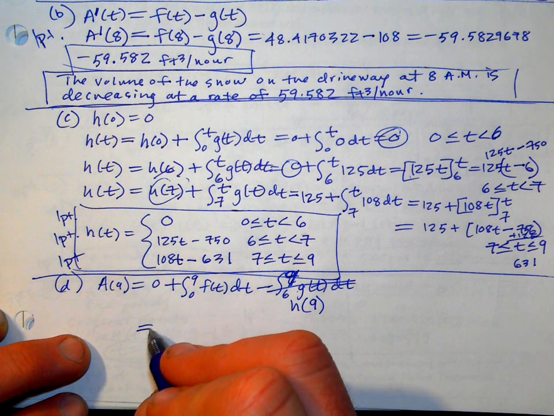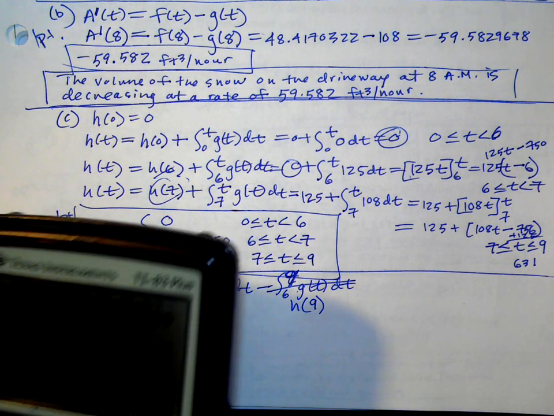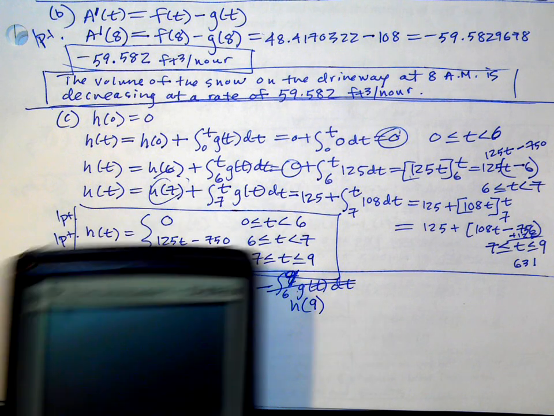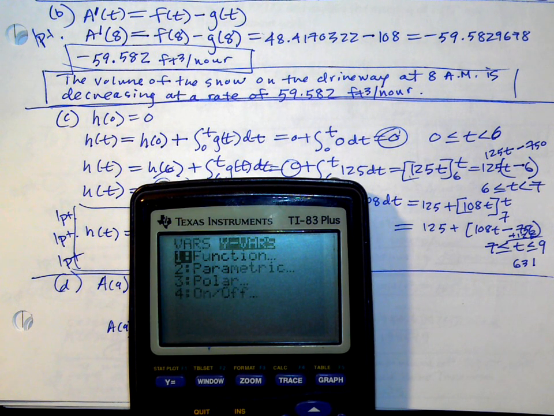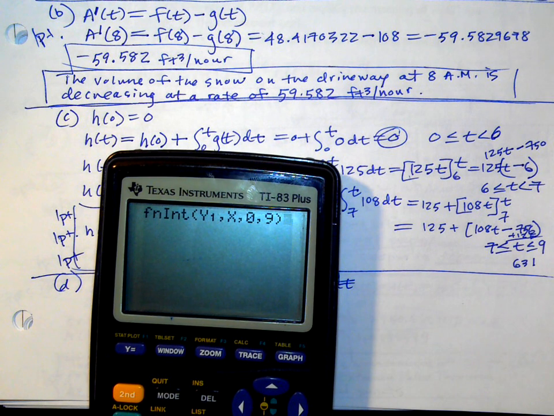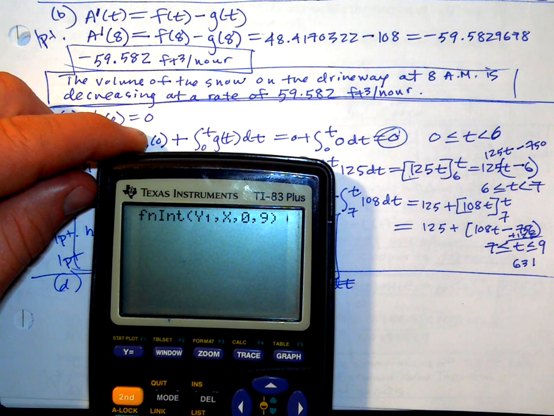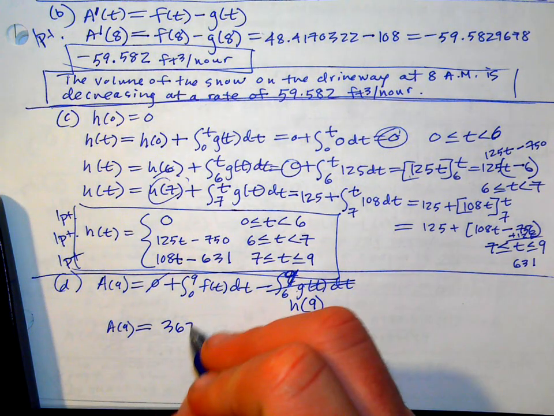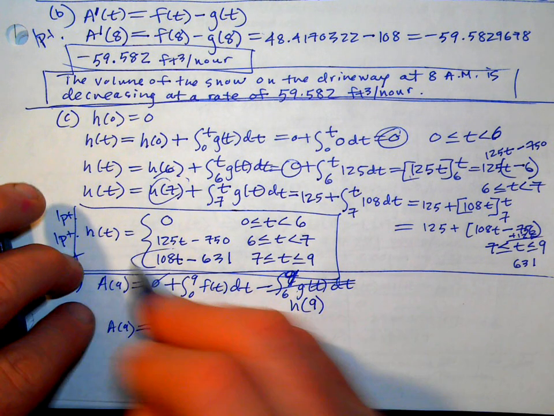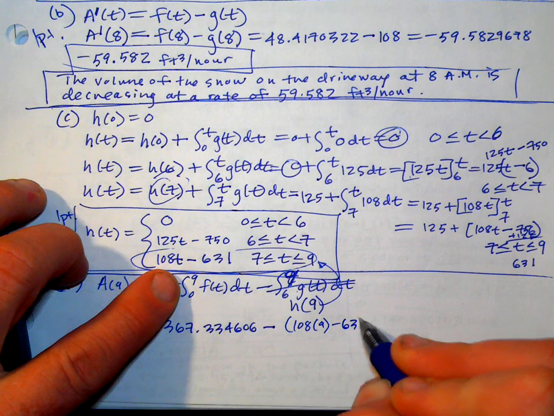So this is where we could use our calculator to calculate this. And let's see, I think I still have this equation in my Y menu. Looks good. So from the home screen, I'm going to do math 9, function y1, comma x, comma 0, comma 9. Snow started falling at midnight. Get that answer. 367.334606. And then H9 means we got to use this chunk right here. We got to plug 9 into that. So 108 times 9 minus 631, all subtracted.